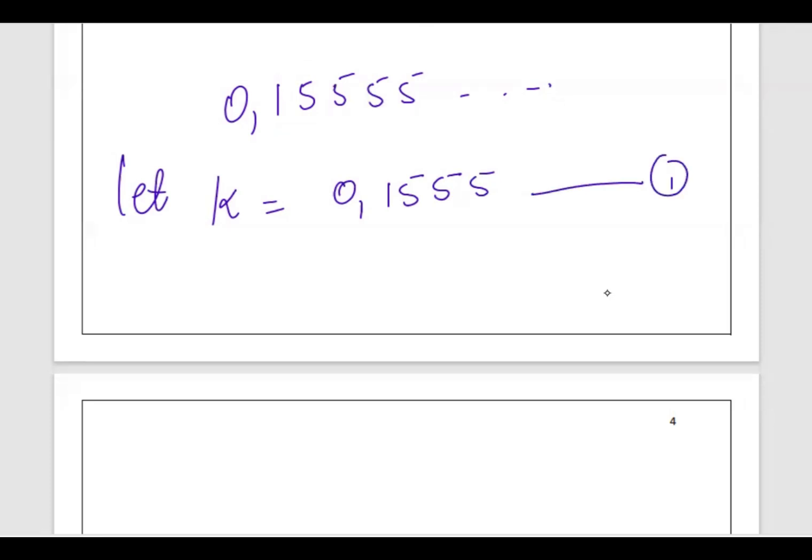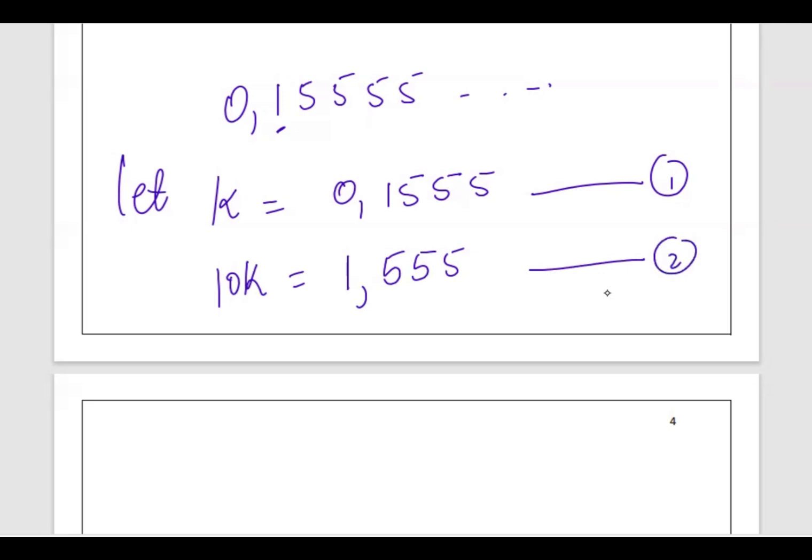Then there's a digit that's not recurring, which is 1. So I need to cover this digit, and it's only one number. For me to cover it, I'll multiply both sides by 10. So this is going to be 10K is equal to 1.555. Let me keep it that way. I'll call this equation number 2.